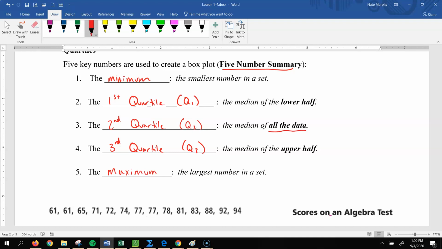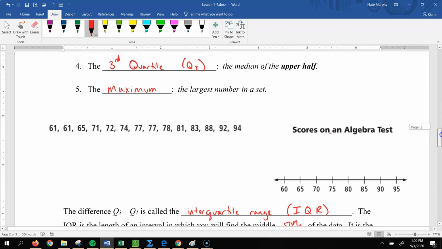What that's going to do is create basically an upper bound and a lower bound: a lower part of your set and a higher, upper part of your set. So the first quartile would be the median of that lower half. The third quartile would be the median of the upper half. So let's look at the example here with this set of data.